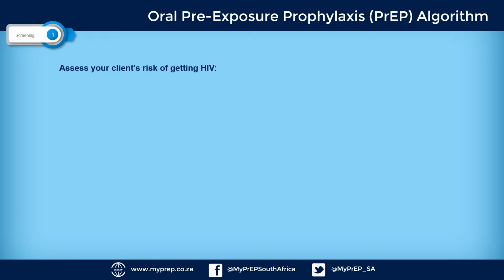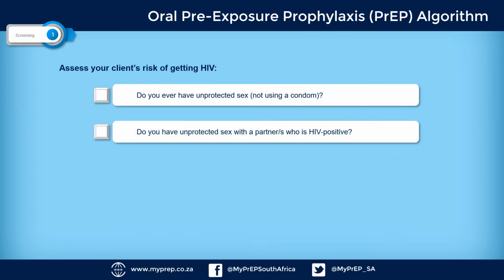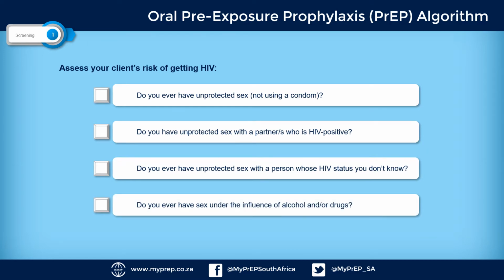This can be quite complicated and requires the development of a rapport with the patient. On screen are some questions that may be helpful in establishing whether or not someone is at increased risk for HIV and may require PrEP. Some questions include: do you ever have unprotected sex? Do you ever have unprotected sex with a partner who is HIV positive? Do you ever have unprotected sex with a person whose HIV status you do not know? And do you ever have sex under the influence of alcohol and/or drugs?